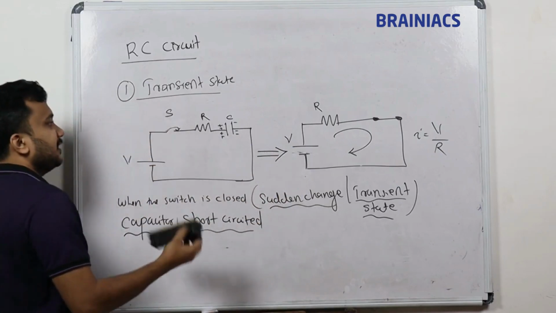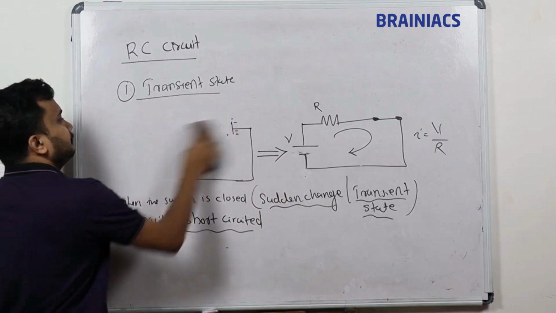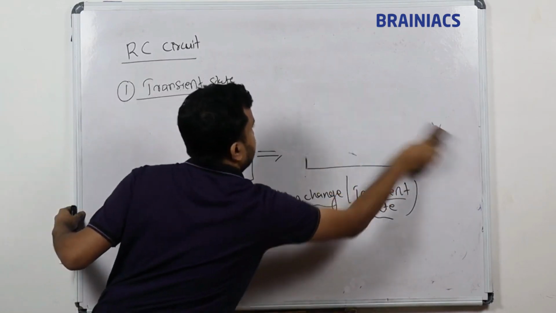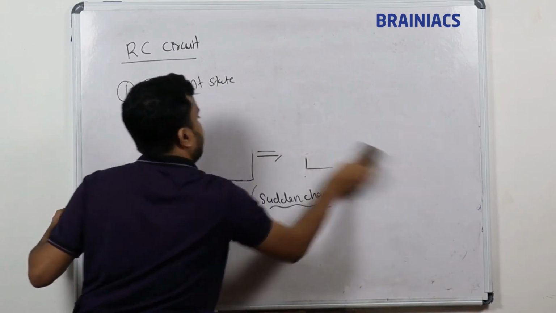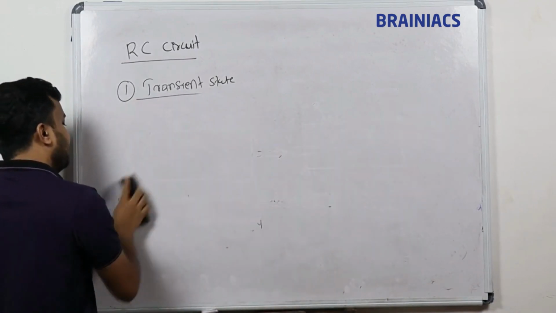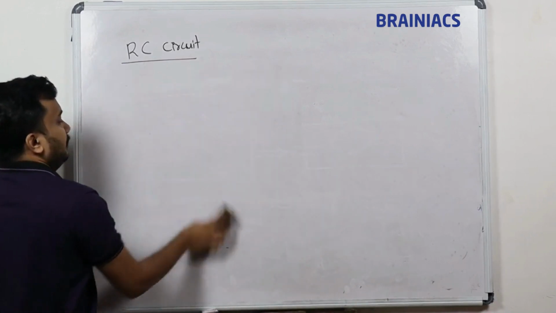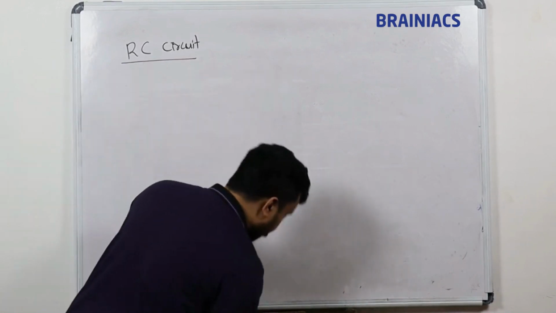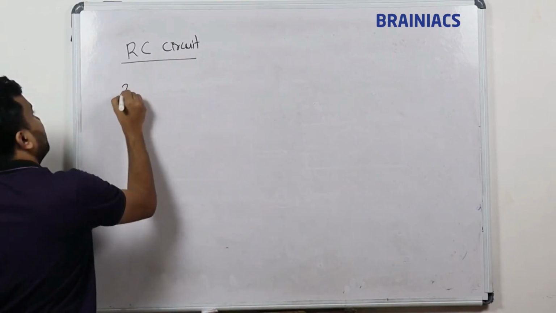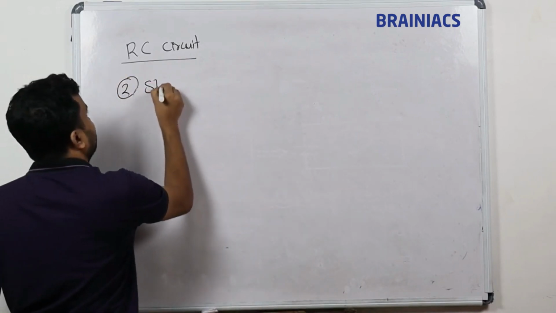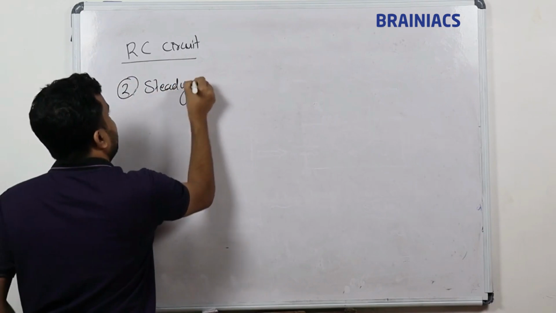Okay, those are the sudden changes in short. Next one. There are some intermediate steps also, but as of now this is enough for you. And the next one is called steady state.